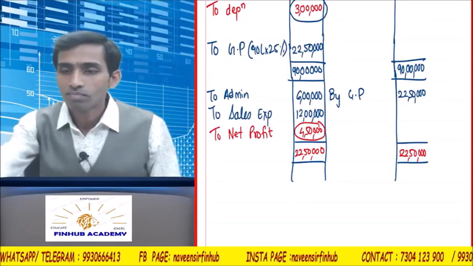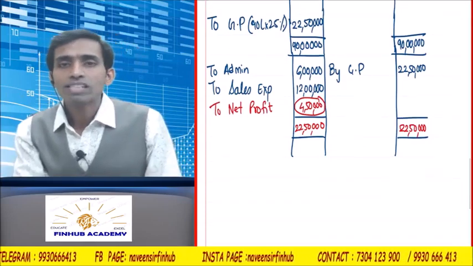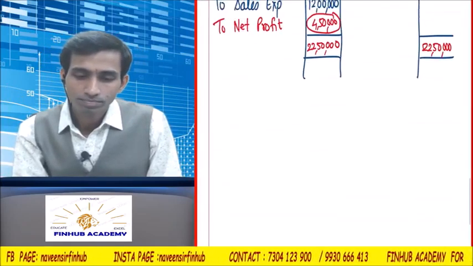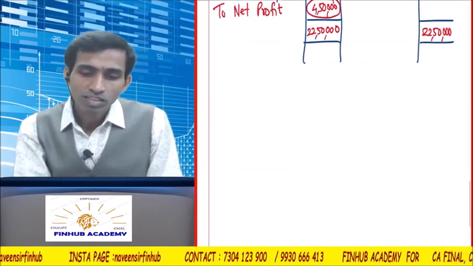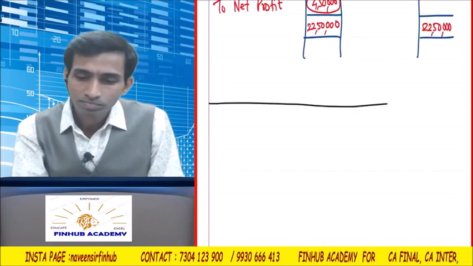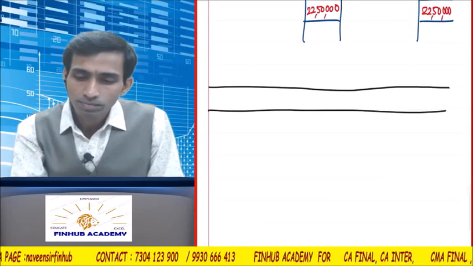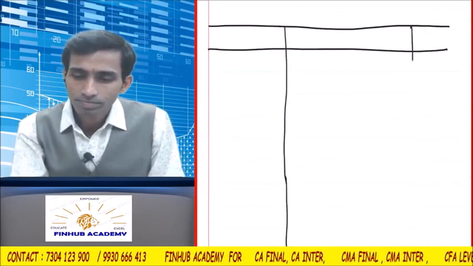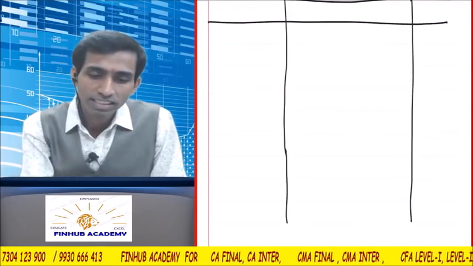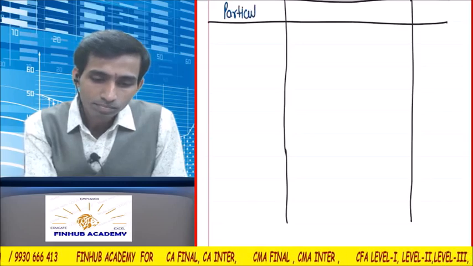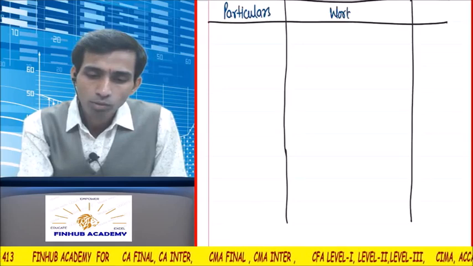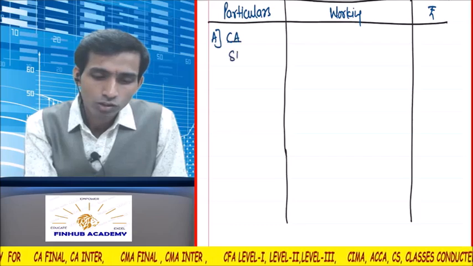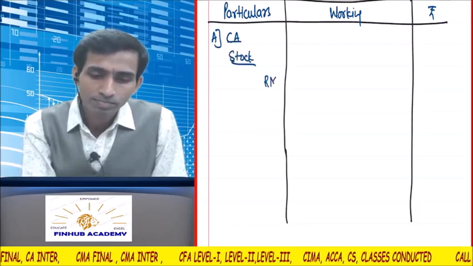Let's proceed. Listen. Now listen carefully. I will make the statement of working capital. The heading should be given by you. I'm not writing the heading. Particulars, working, and rupees. It's easy now. A is current assets. Under that, stock. Under that, raw material and finished goods.